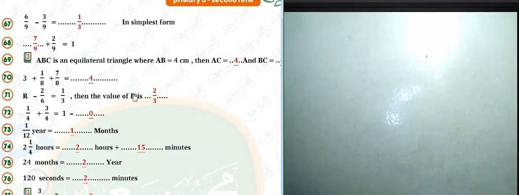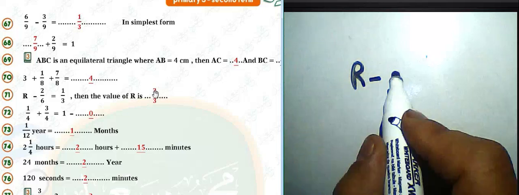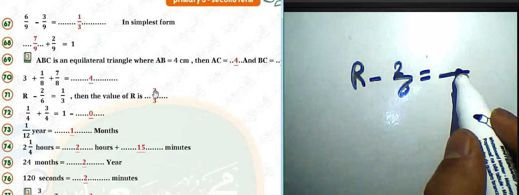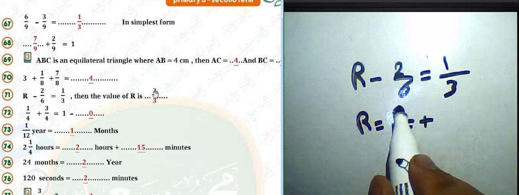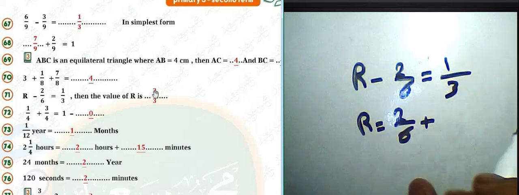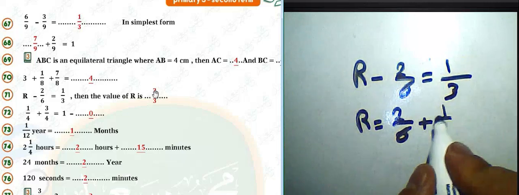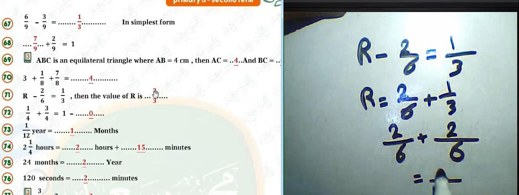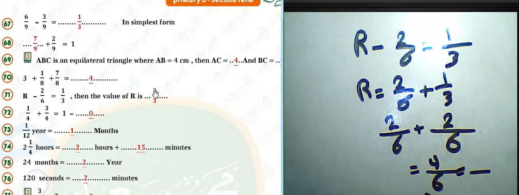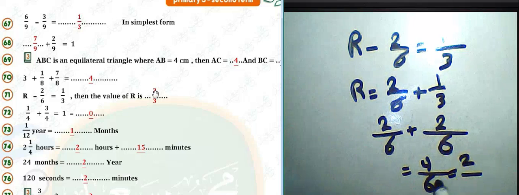Or subtract 2 over 6 equals 1 over 3, then the value of R equals what? To find the minuend here, we must add the subtrahend to the difference. We must add them to find the minuend here, and then write 2 over 6, write 6 in the denominator, 2 times 3 equals 6, 2 times 1 equals 2. The result will be 4 over 6, and then you can simplify it by dividing by 2. 4 divided by 2 equals 2, 6 divided by 2 equals 3. The result will be 2 over 3.